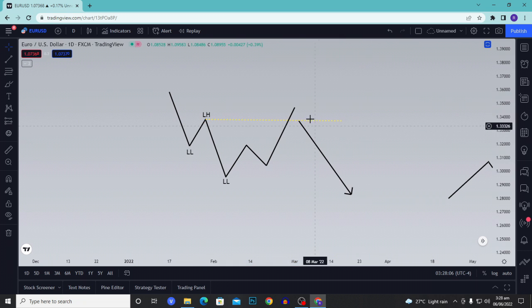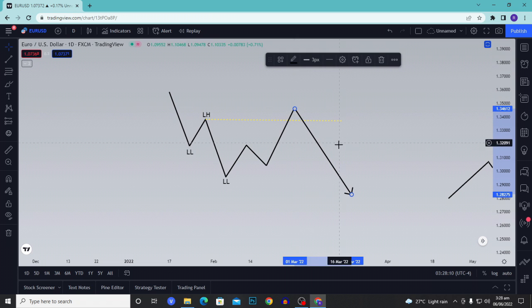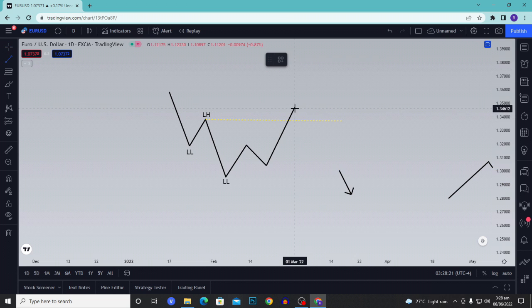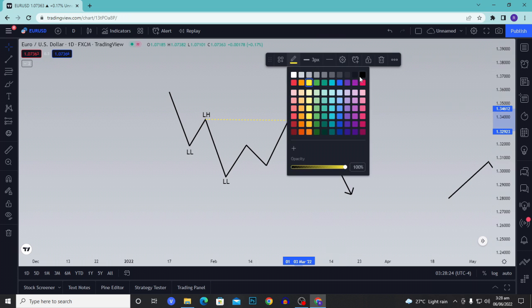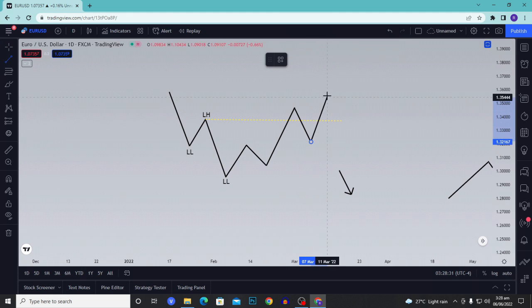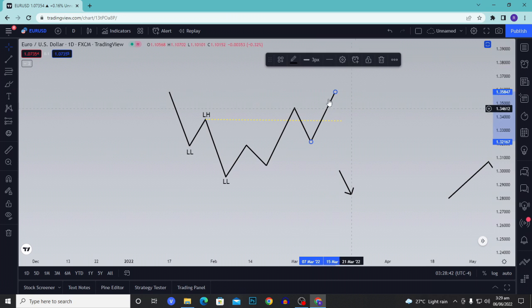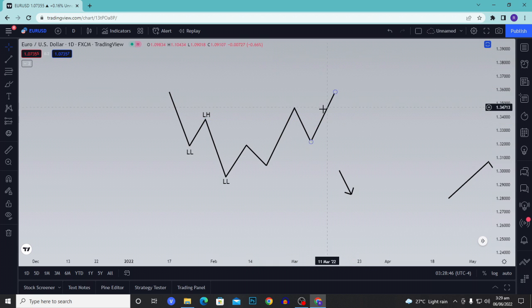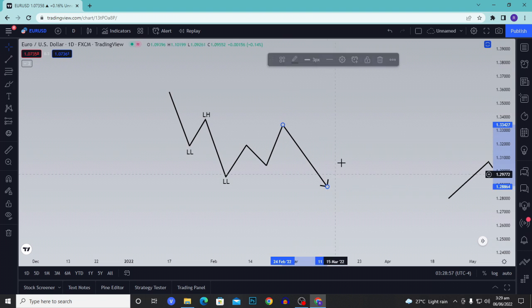Price will need to break above this lower high right here, break above it, then drop below or retrace, and then form a higher low in order for the market structure to be determined as an uptrend instead of a downtrend. This is what price will need to do. But as long as price doesn't do that, we still look at it as a downtrend.